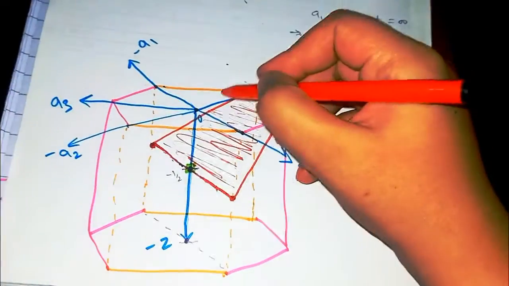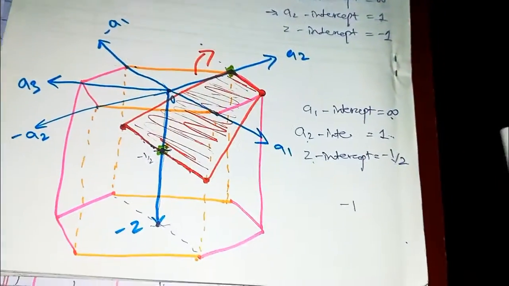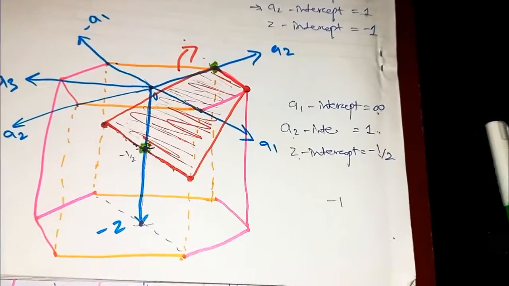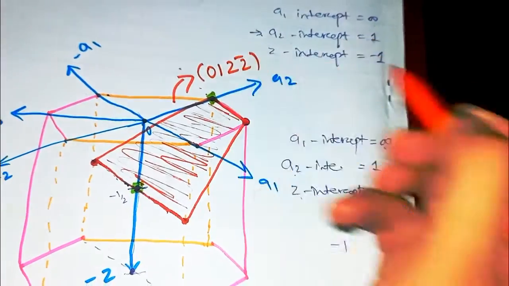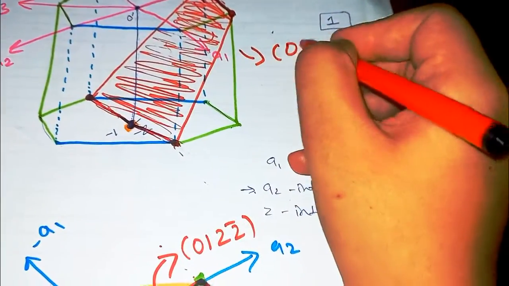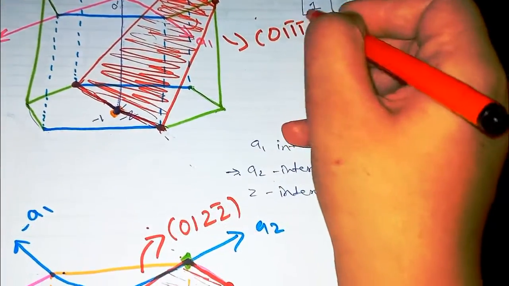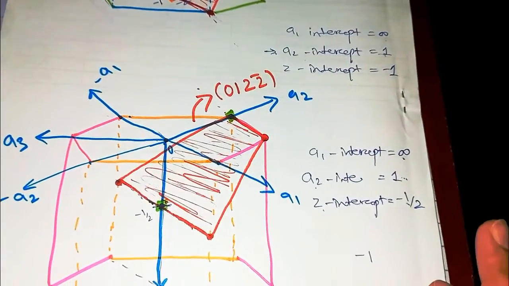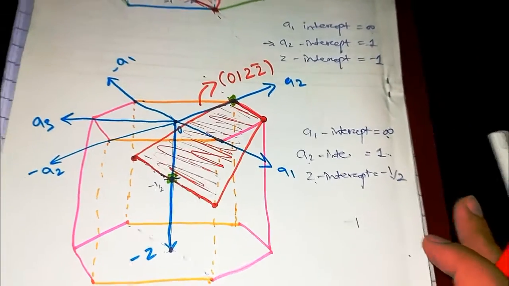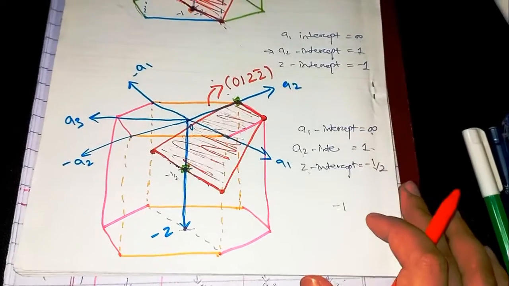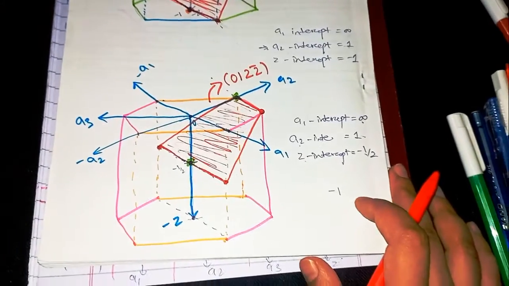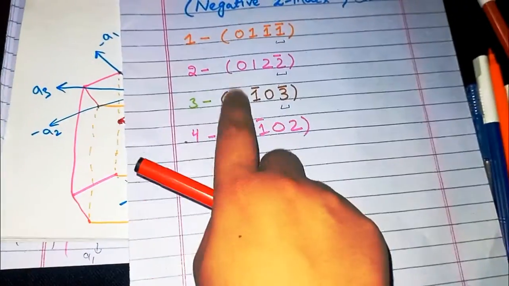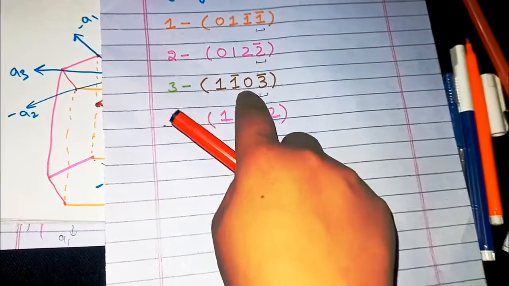Okay, this is the plane 2 whose Miller indices were 0, 1, 2 and 2 bar. And this one was 0, 1, 1 bar, 1 bar. So you can see here the situation. Let's do the third plane, which is 1, 1 bar, 0 and 3 bar.